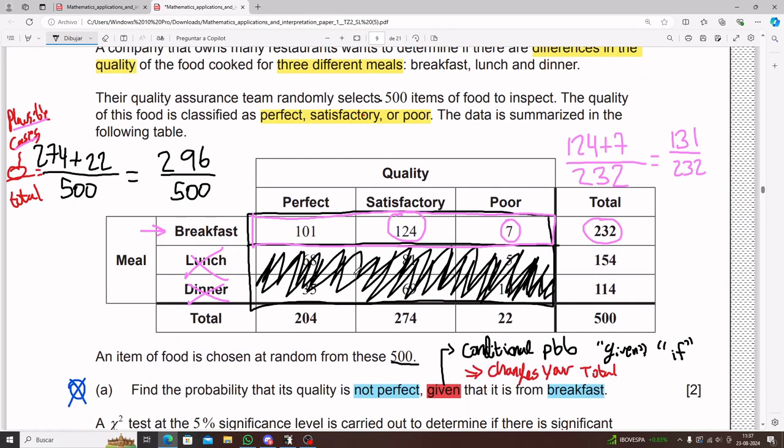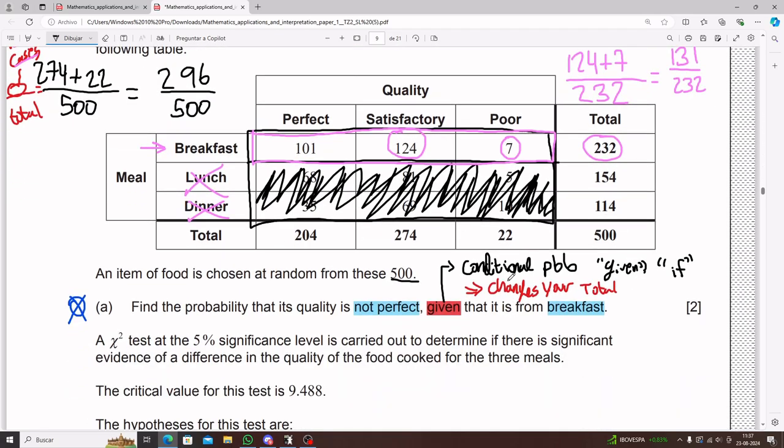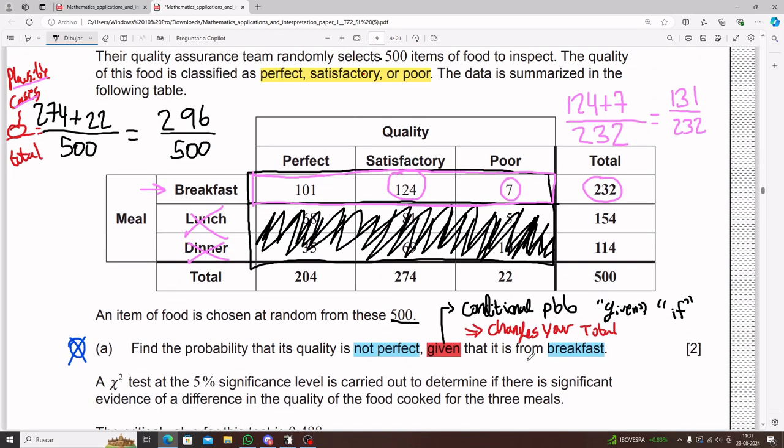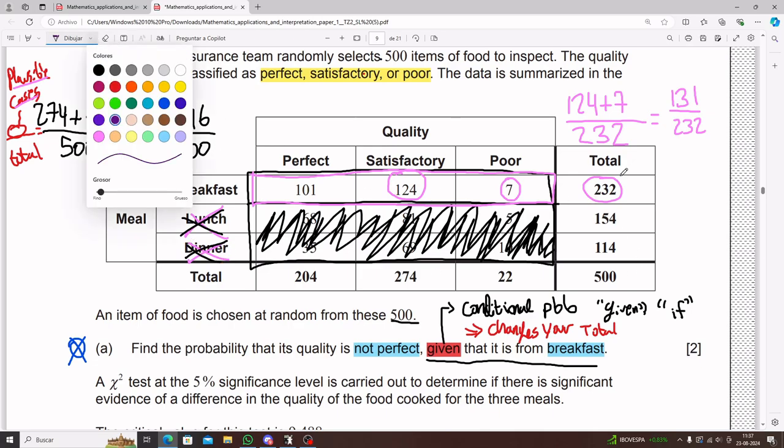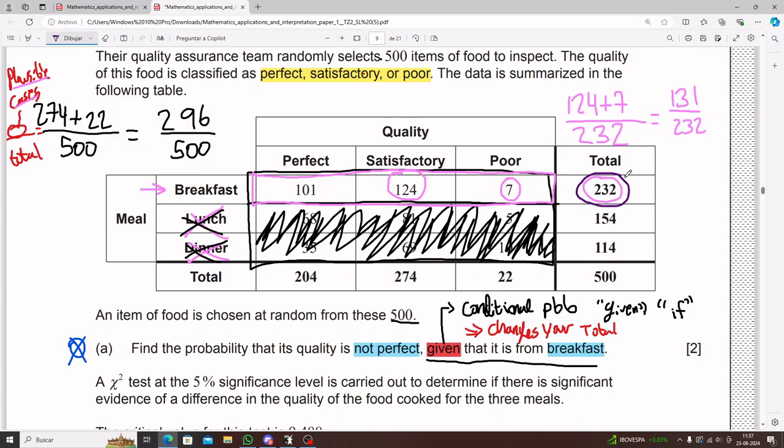But because we had the table here, I think it's very visually appealing to understand that it changes your total. So once we're talking about just breakfast, because it is given that it is from breakfast, you don't care about lunch, you don't care about dinner, your table gets a lot smaller, and so does your total. That is the biggest idea I can share with you. Do not forget, the whole point of conditional probability is that it changes your total. That's why people use it in the first place. Be very aware of that.